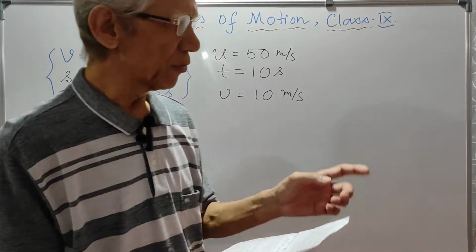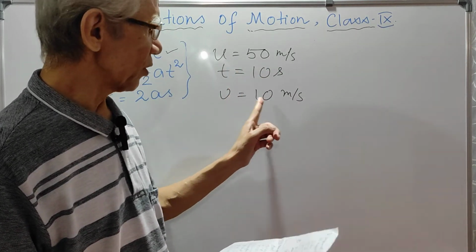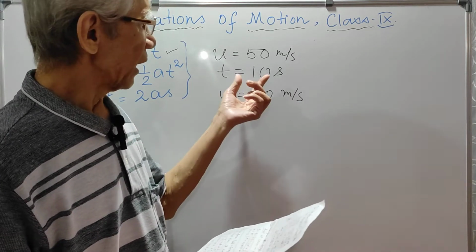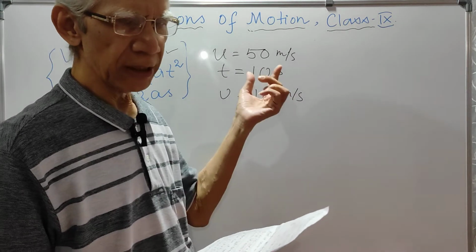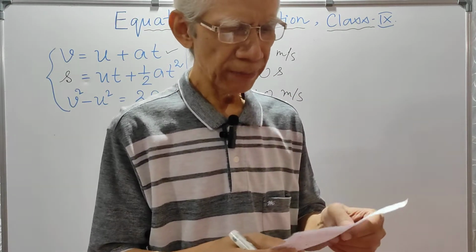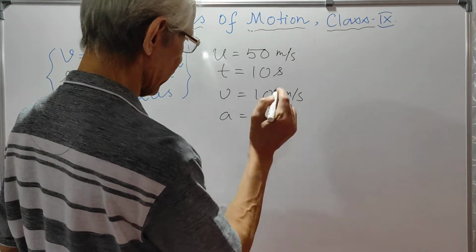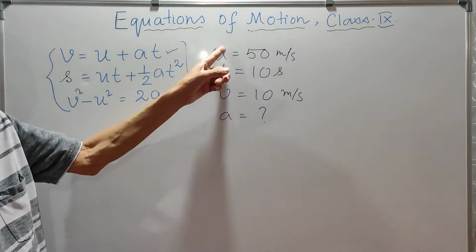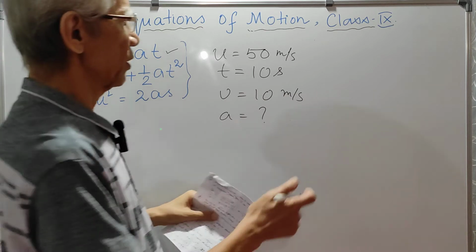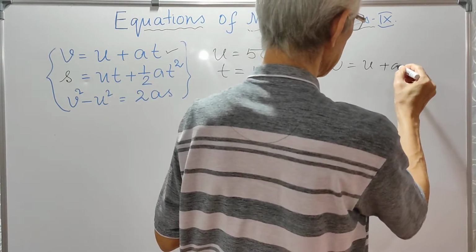So the car was moving with 50 meter per second initial velocity. Then after 10 seconds, its velocity has become 10 meter per second, that is the final velocity, and the driver has applied the brakes for what time? 10 seconds. So that is t. Okay. Now find a. So a is what? That is the question. All right. Again, you see these 4 letters are present in this first equation. So I use the first equation. All right. So v equal to u plus at.